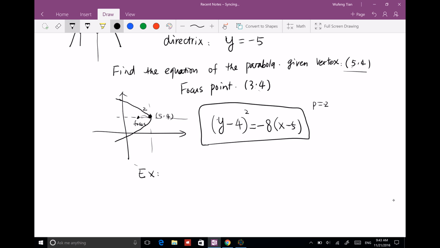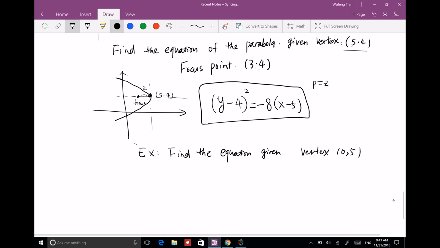Now everyone try it. Find the equation. It's the same thing. Find the equation given vertex (0, 5), given directrix y equals -3. Okay, find the equation. You're welcome to work on this one, everyone.